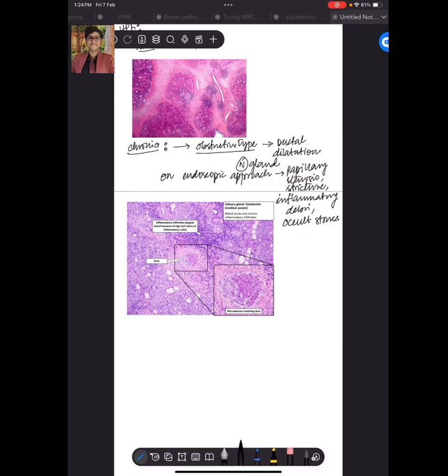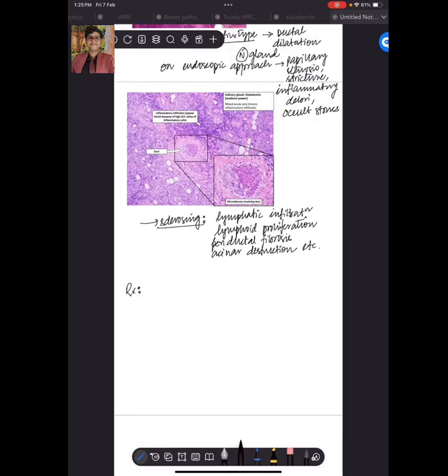If it is sclerosing type, we'll see lymphatic infiltration, lymphoid proliferation, we might see periductal fibrosis, acinar destruction, etc. Before going to that, let me talk about the investigation.